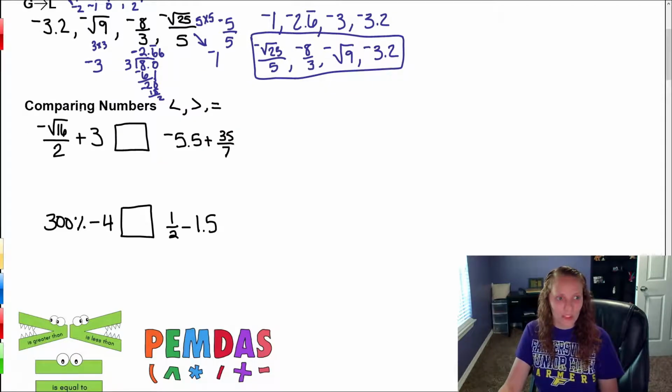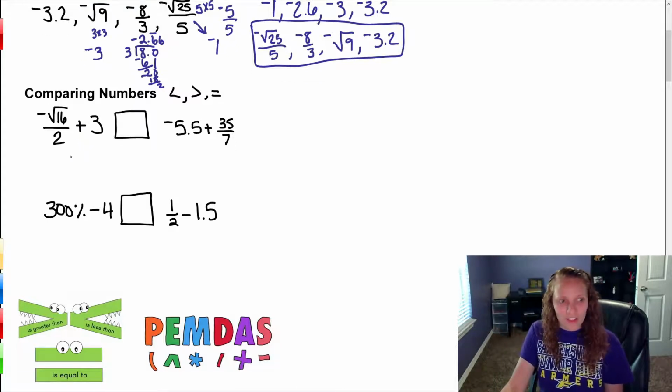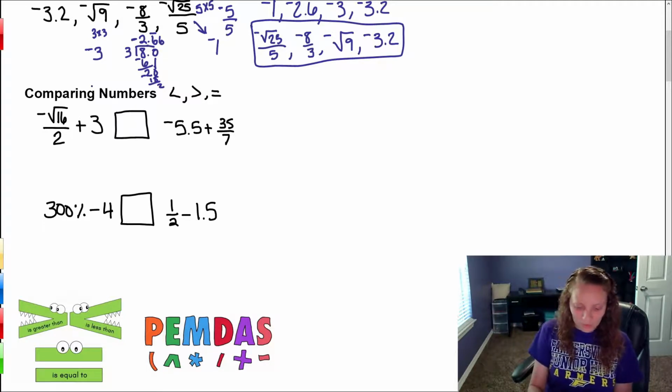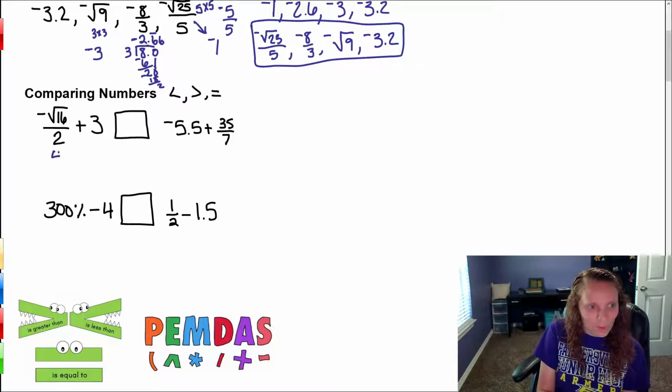Let's try this first one. We want to simplify this left side to figure out what number this is really talking about. This is where PEMDAS comes into play. Again, we want to start with the square root. So we would take the square root of 16. Well, 4 times 4 is 16, and so the square root of 16 I know is 4.